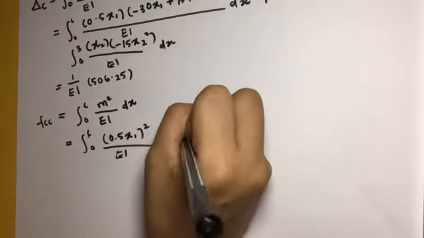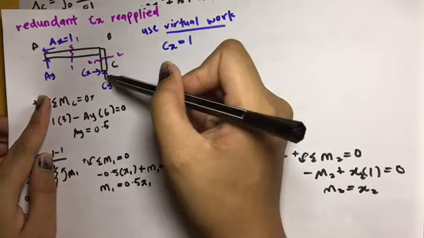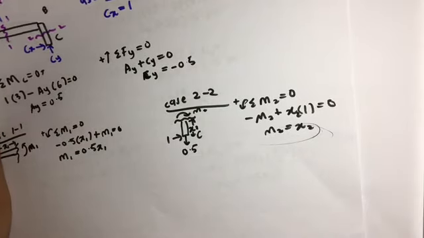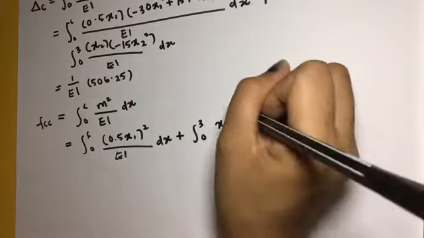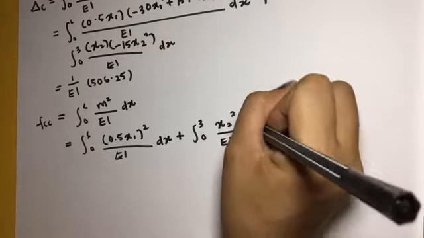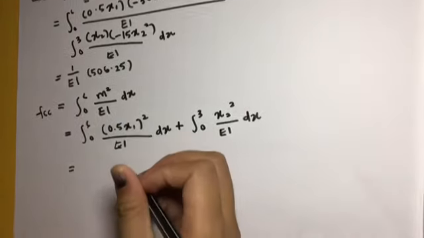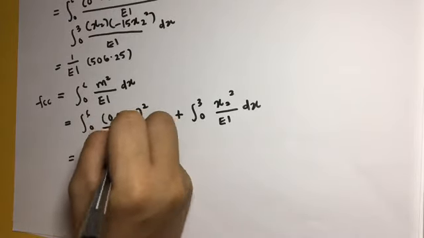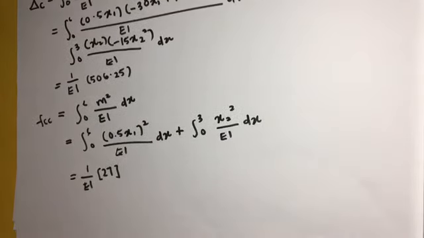And then you want to add it with, from B to C, 3 meters, and this is the equation. So we got x2 squared over EI dx. And then solving that again using a calculator, I got 1 over EI 27. Okay.